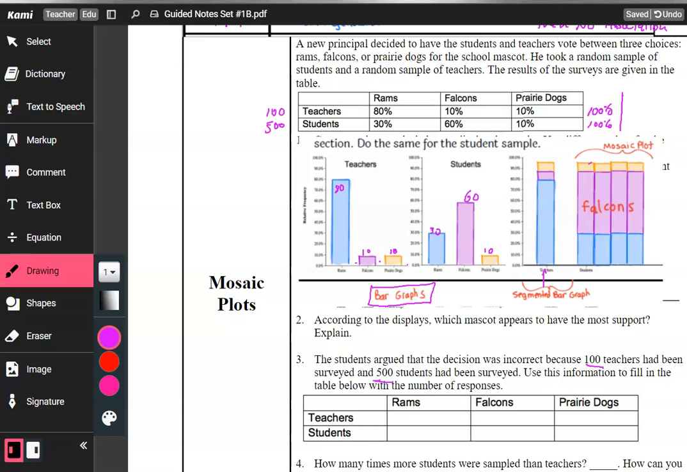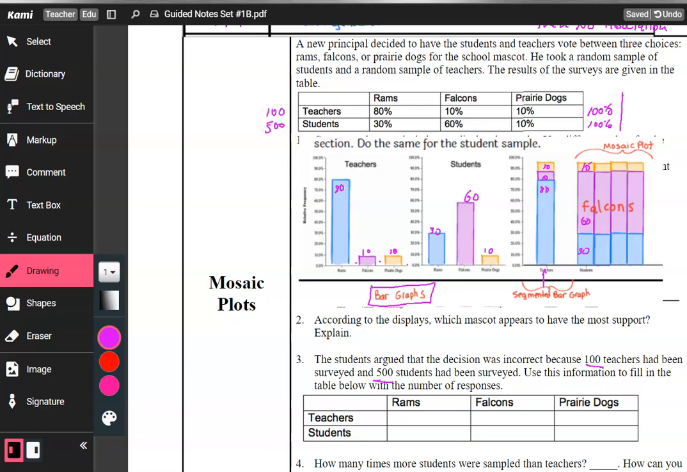So for teachers, that blue color belongs to the Ram. So that's all the way up to 80. And then you have 10 and 10. So that the max is 100%. Okay, so this is aligned with 100%. We do the same thing for students. So this is 30, 60, and 10. I'll come back to what this represents and where this comes from in a little bit. But this would be enough for the first question.